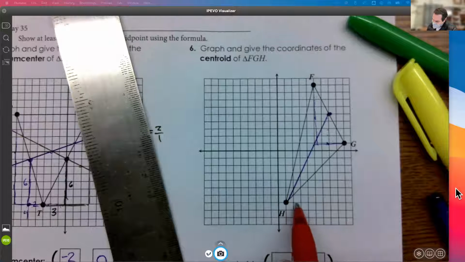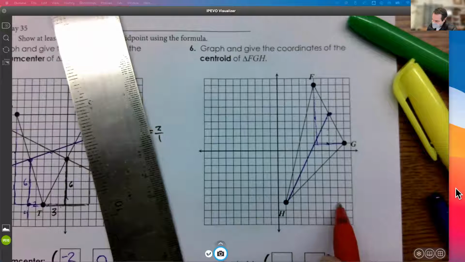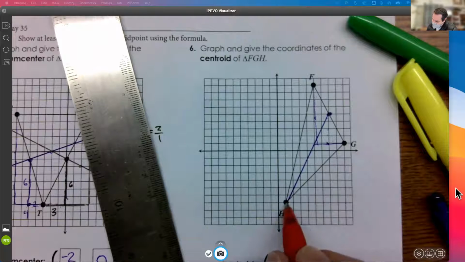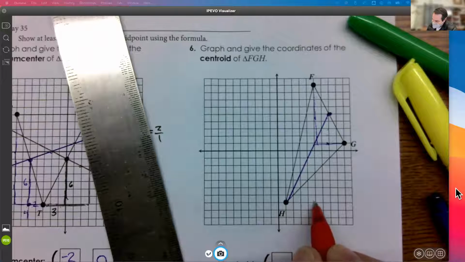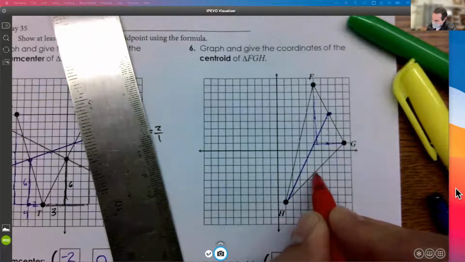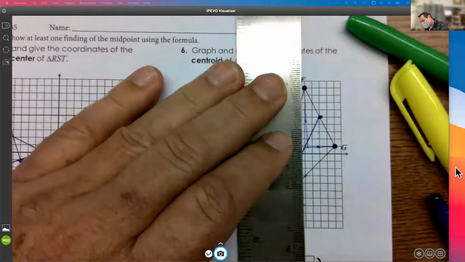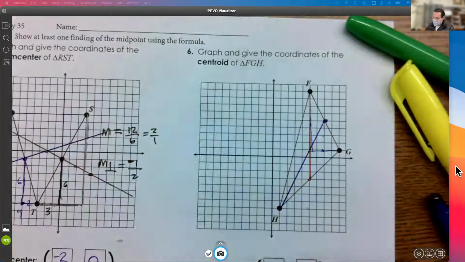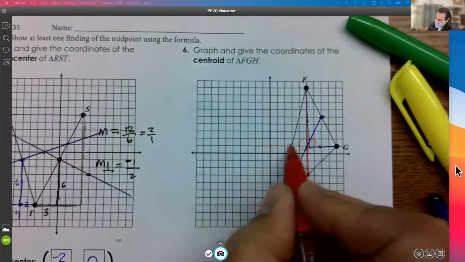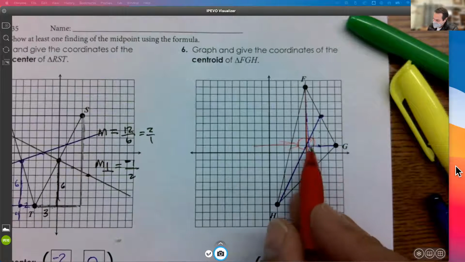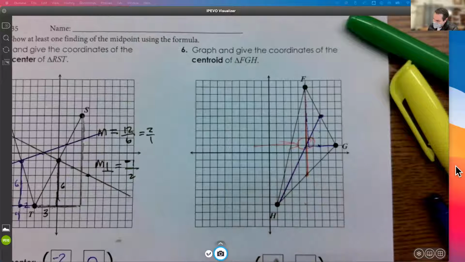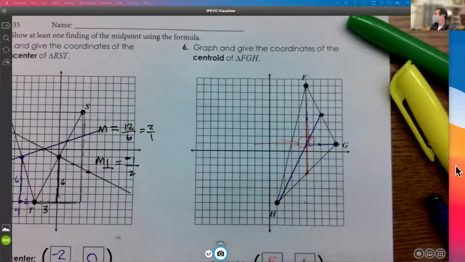And if I do it again, 1, 2, 3, 4, 5, 6, 7, 8. And 1, 2, 3, 4, 5, 6, 7, 8. So I need to go over half as much. 1, 2, 3, 4. Up 1, 2, 3, 4. That finds that midpoint. And if I connect that midpoint to the opposite vertex, I create a second median. And these two medians meet in a point of intersection, which is called the centroid. This point is 1, 2, 3, 4, 5, up 1.